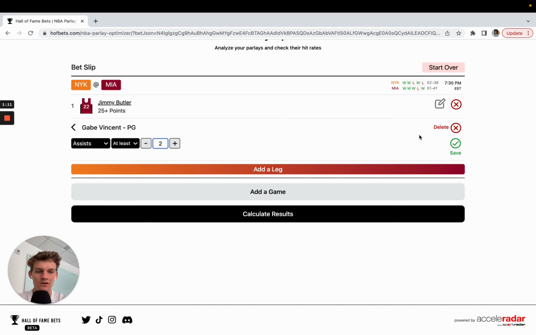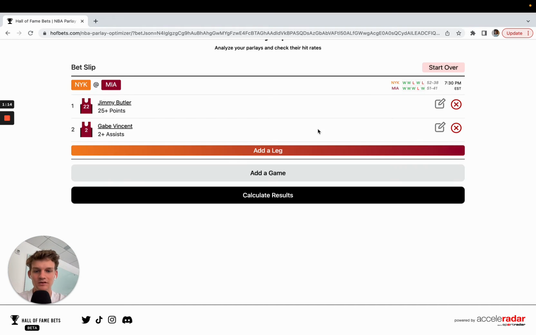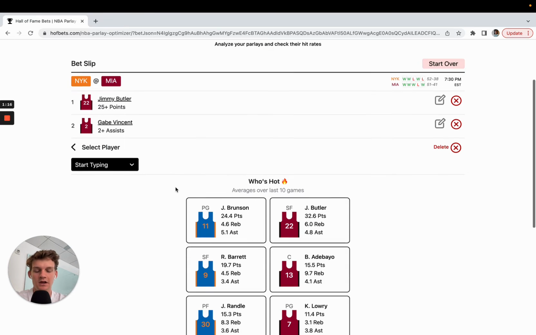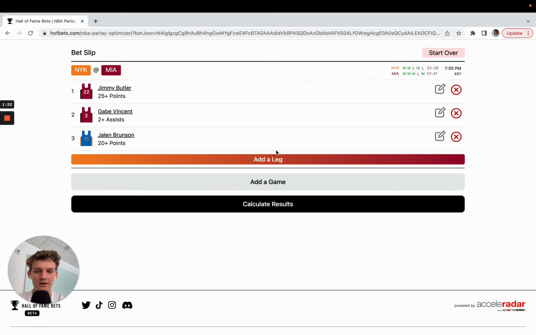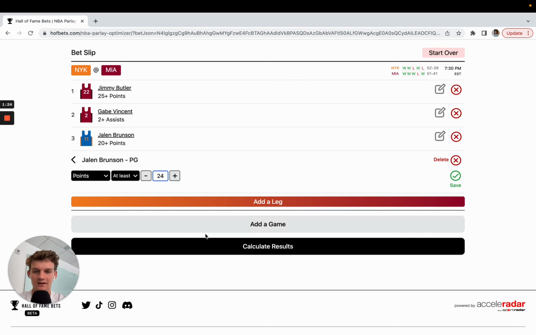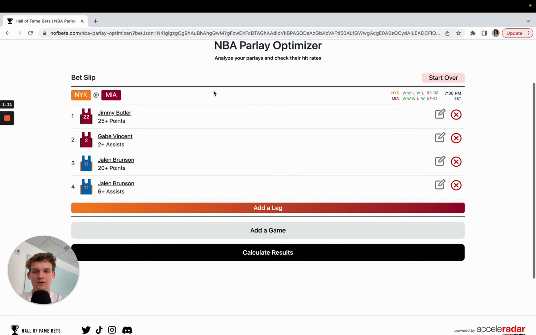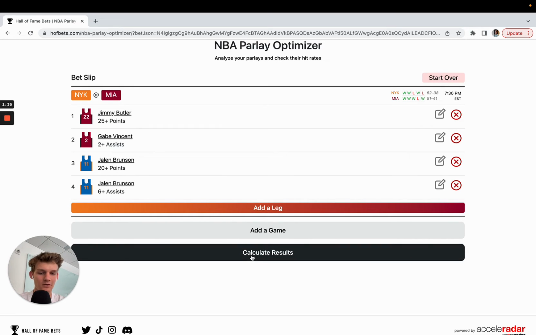We're going to take a look at Gabe Vincent, 2 assists. Then we're going to have 2 New York Knicks props that are going to come up as well. So we'll have Jalen Brunson, 20 points, and then we're going to have Brunson again, and we're going to have not rebounds, but 6 assists. So here, this is our 4-leg parlay. We've put it into the optimizer, and now we're going to hit calculate results.